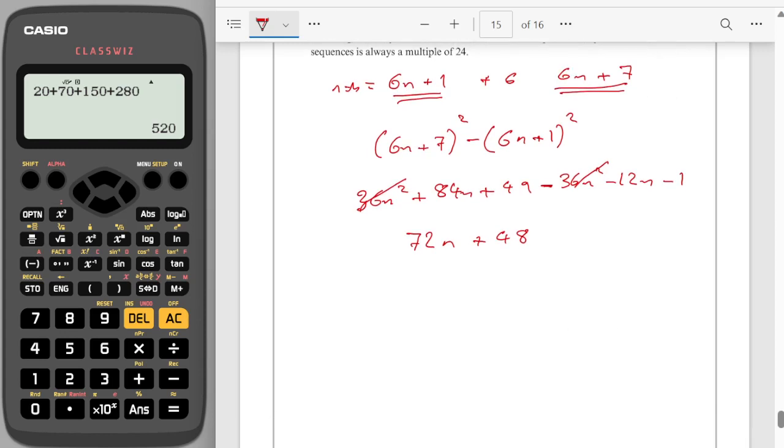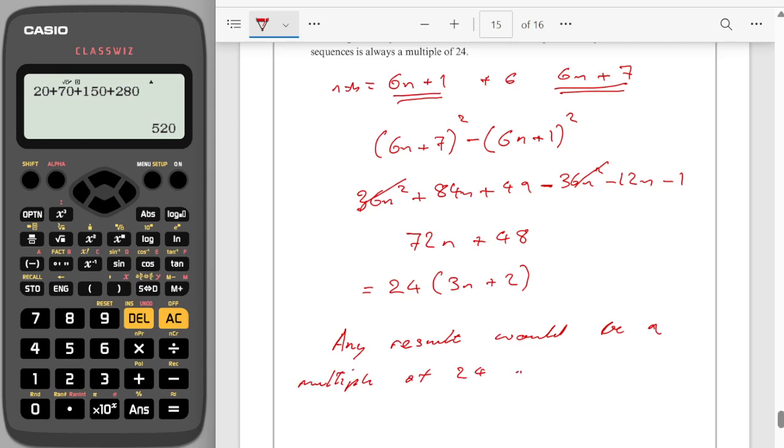And then that would factorise, so I can take out 24 as a common factor, and then that would be 3n plus 2. So 24 times anything, since 24 is a factor, it must be a multiple of 24. So any result would be a multiple of 24, as 24 is a factor.